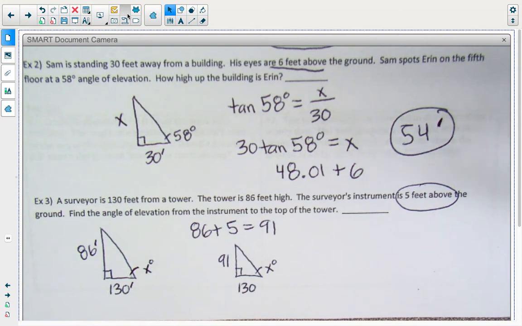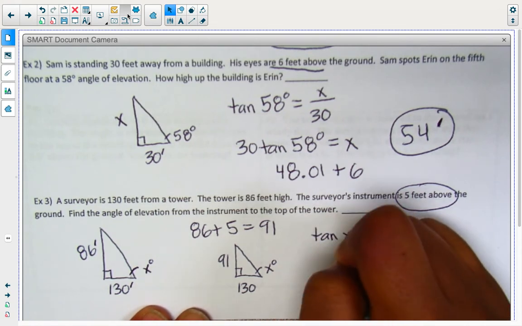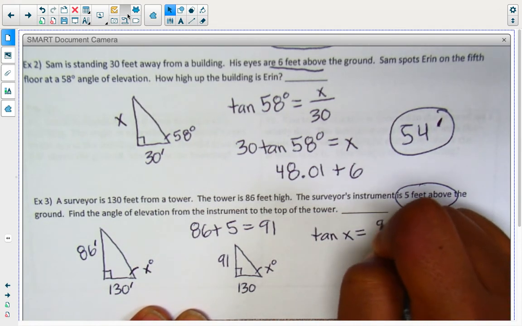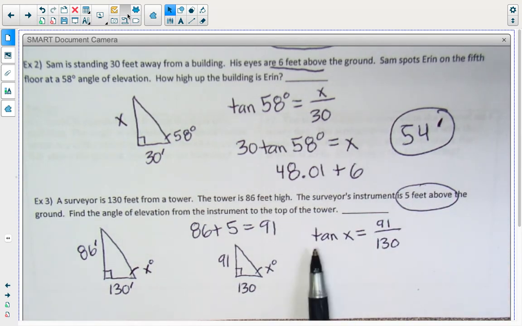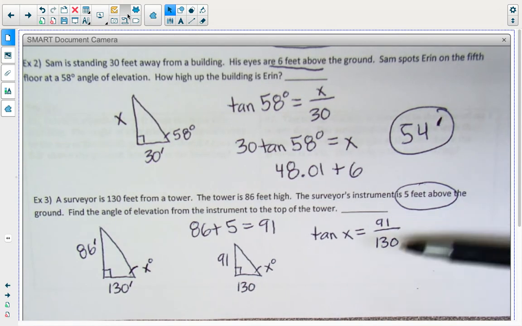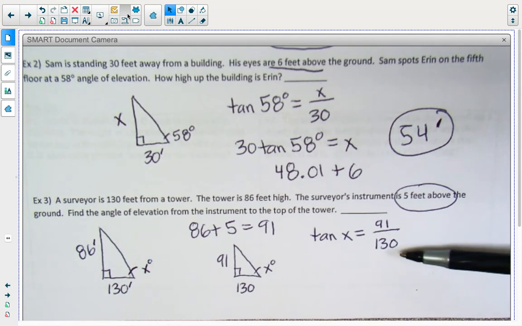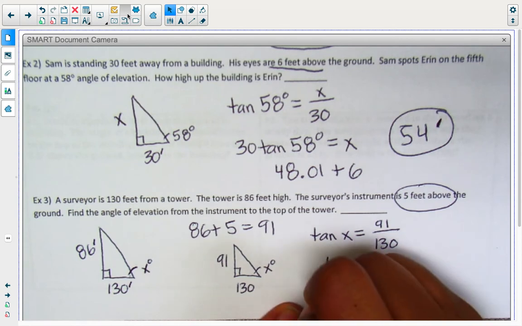I don't feel like you're doing anything wrong. I still have my opposite side, and I still have my adjacent side. So this is going to be the tangent of x is equal to my opposite side over my adjacent side. So the tangent of x, which is the angle measure we're looking for, is equal to the opposite side over the adjacent side. Now keep in mind, since I'm looking for an angle measure, I have to use my inverse.